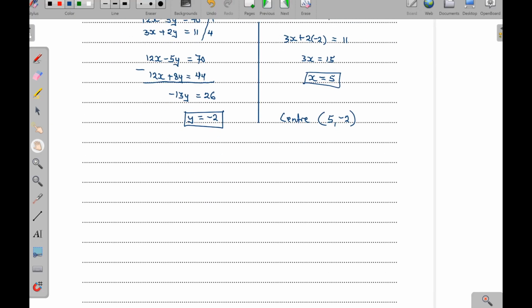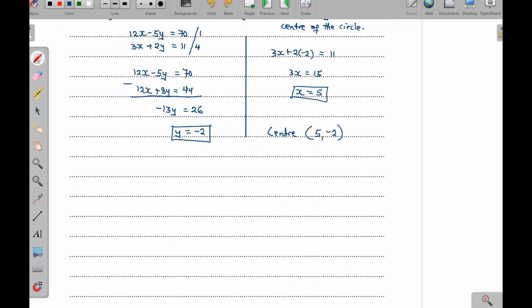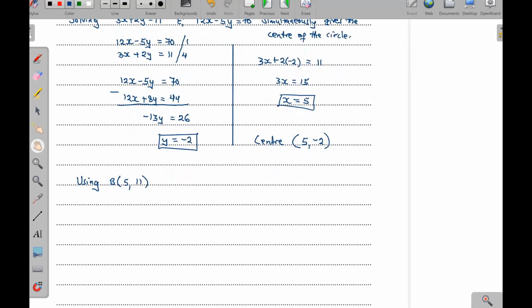Then from there, we are supposed to find the radius, because to find the equation of the circle, you need the center and the radius. Now, I can use this center here, and any of these coordinates, this one or this one. So let me use B and the center. So using B, which is 5, 11, yes, 511. And the center here, which is 5, negative 2, the radius will be equal to the change in x, which will be 5 minus 5.